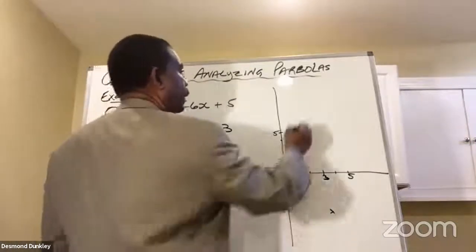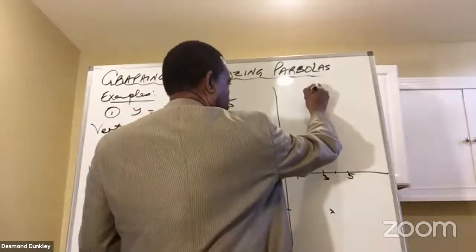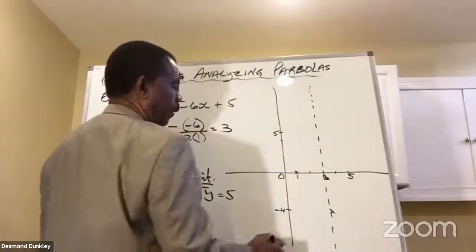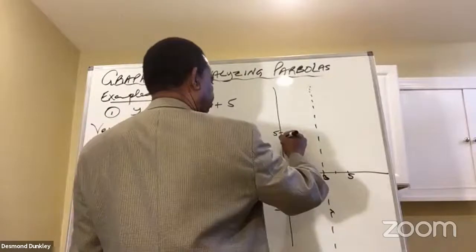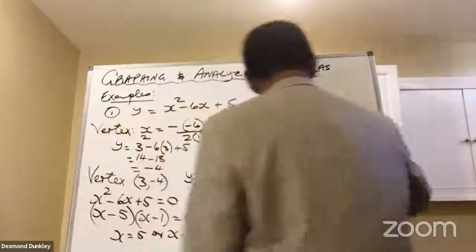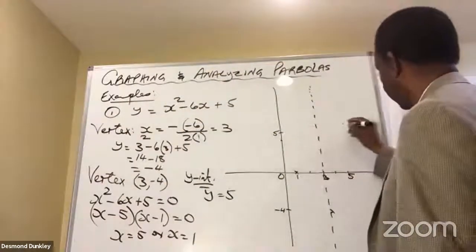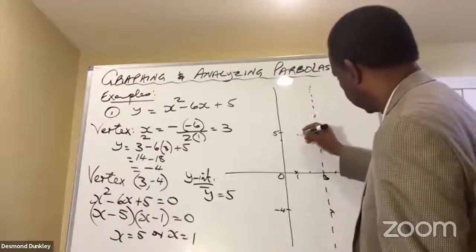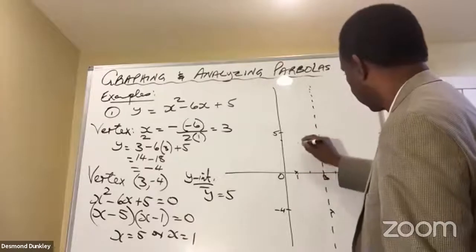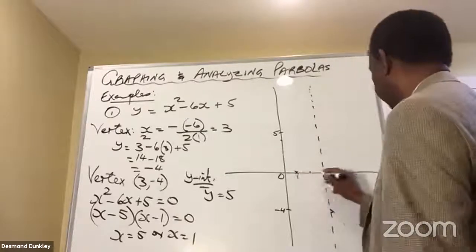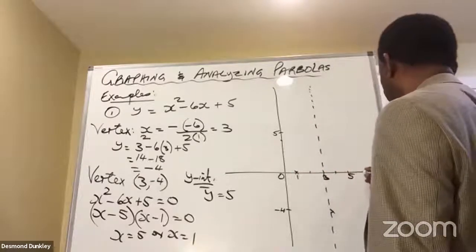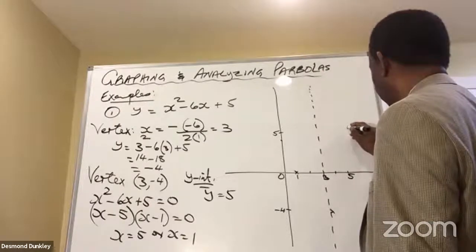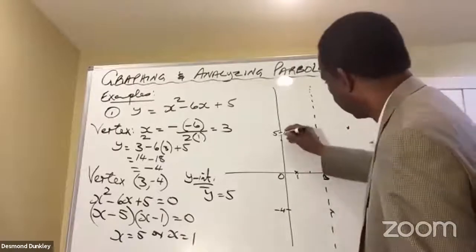Okay, so this is your axis of symmetry. And we know that our graph is going to come something like this. We're going to have a point over here. This is 1, okay. So 0, 3. So then we need to go over to 6 and 5. Okay, let's go.